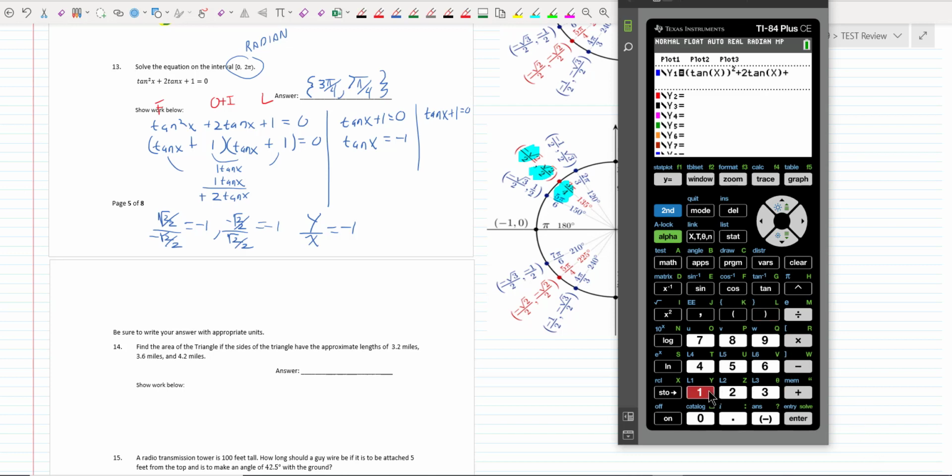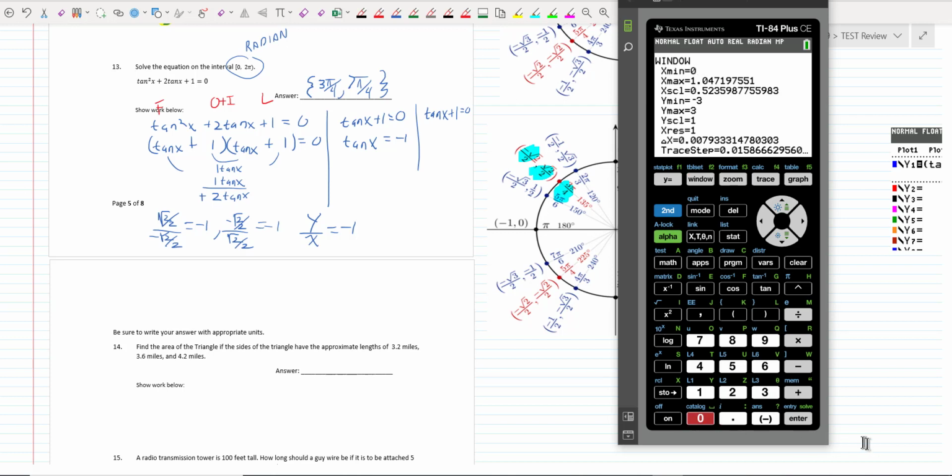And what we're going to do is, since we're solving this on the interval 0 to 2 pi, for the window, you would want to go 0 to 2 pi. The scale doesn't really make any difference. You can put anything you want there. And the y's probably don't make any difference either. Negative 5 to 5, you just want to go below and above the x-axis like that. So let's do a window like that.